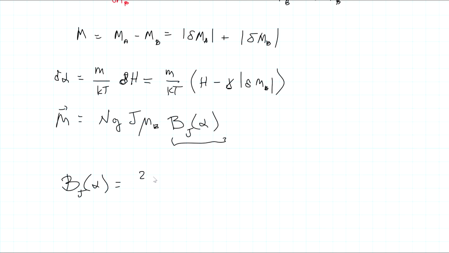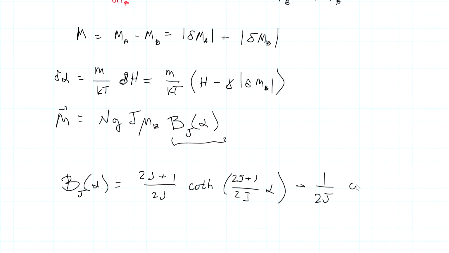It can be written as (2J+1)/2J hyperbolic cotangent of (2J+1)/2J alpha, minus 1/2J hyperbolic cotangent of alpha over 2J. So it's a Brillouin function, and basically the Brillouin function defines the magnetization.